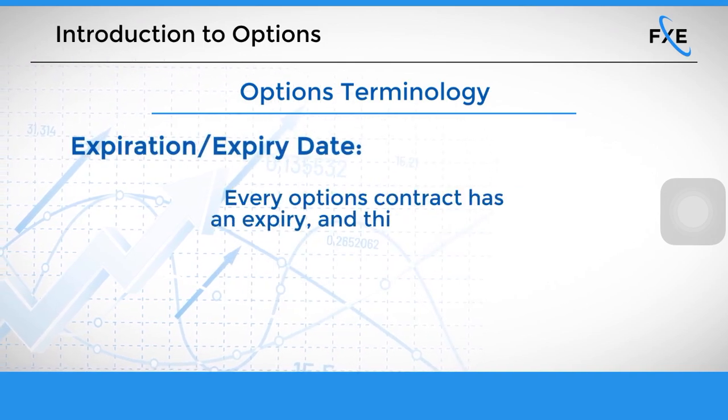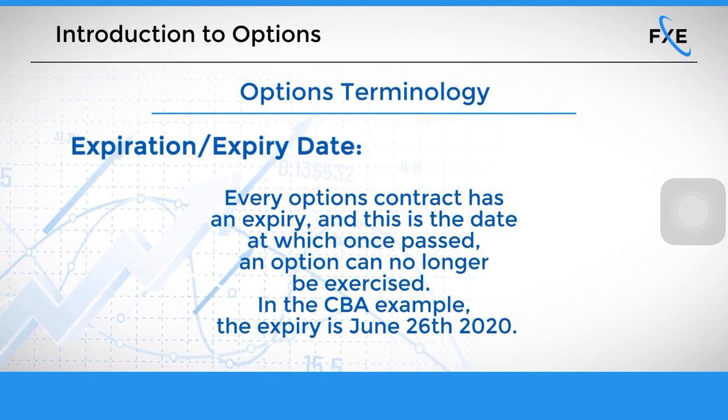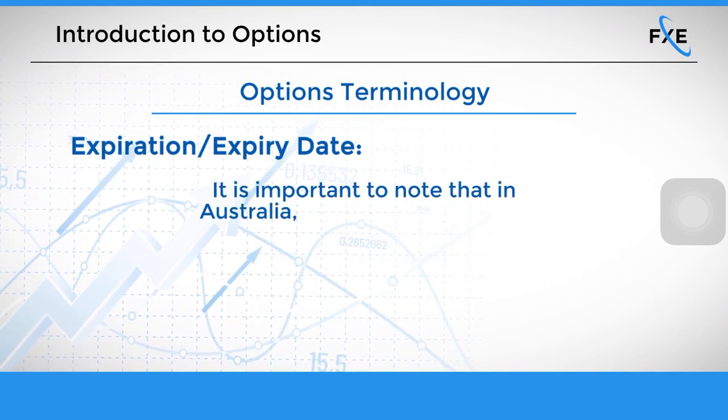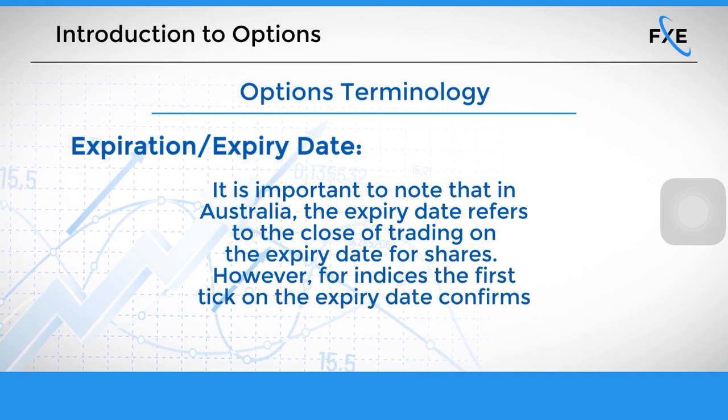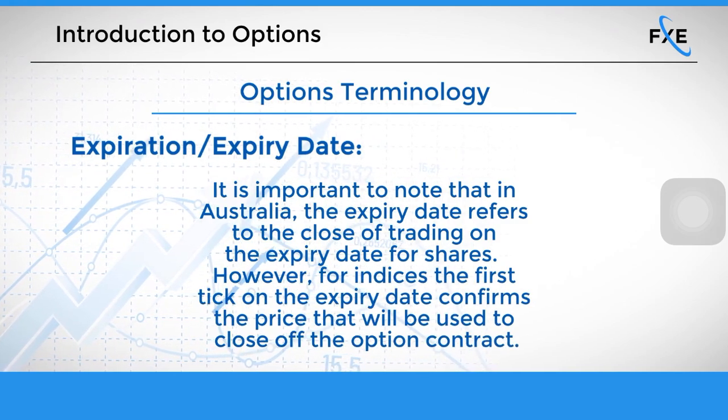Expiration and expiry dates. Every options contract has an expiry, and this is the date at which, once passed, an option can no longer be exercised. In the CBA example, the expiry date is June 26, 2020. It is important to note that in Australia, the expiry date refers to the close of trading on the expiry date for shares. However, for indices, the first tick on the expiry date confirms the price that will be used to close off the options contract.